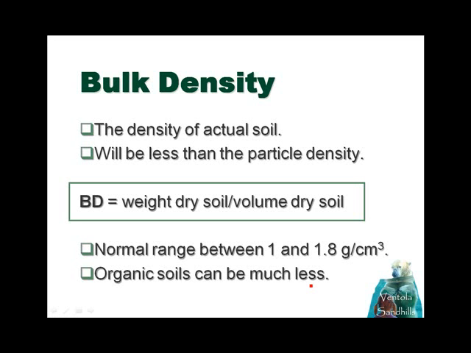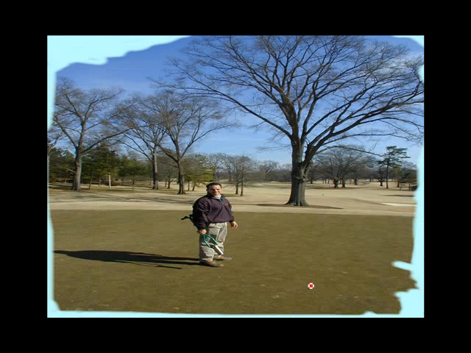There's Mike Philo, superintendent at Charlotte Country Club, and he's out there looking at the soil with his soil probe, and he can get a good feel for how much moisture is in his soil because he knows quite a bit about bulk density. A bulk density of 1 would be a much more open soil than a bulk density of 1.4. The higher the number, the more compacted the soil is.